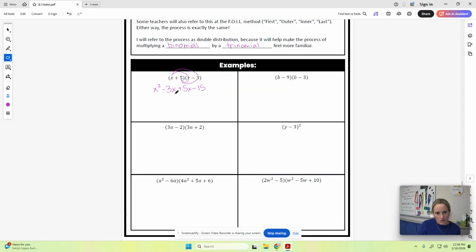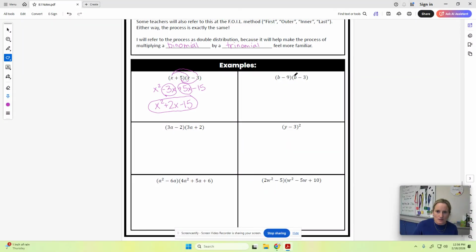And then what you're going to find most of the time is that the middle 2 terms are like terms. This is going to happen on almost every problem you're going to see, unless there was something a little bit different to start with. So negative 3x and positive 5x are like terms, so we're going to add those together. The x squared doesn't change. Negative 3 plus 5 is 2x, and then the negative 15 doesn't change. So this is my final answer. We're going to repeat this process with a few more examples.